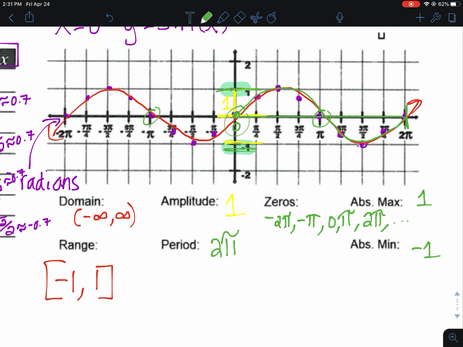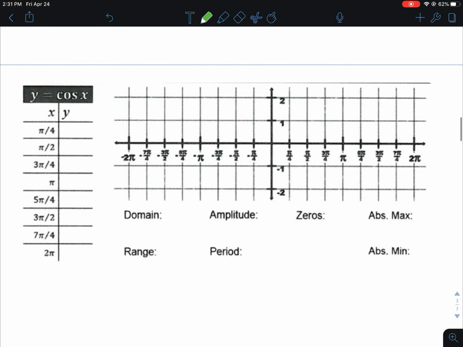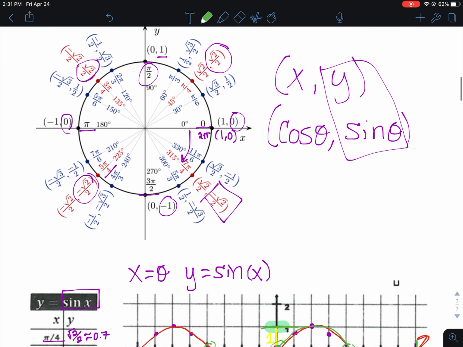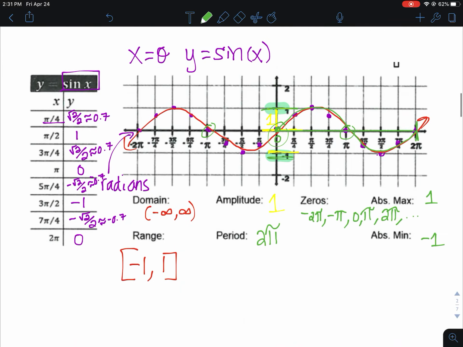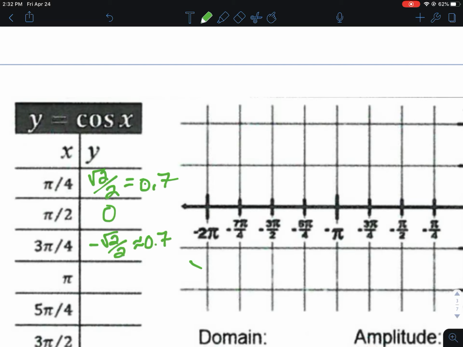See what your graph looks like, find those values the same way, and then check back in, and I will have done it out for you down below. And I'll do it as quickly as I can here. So cosine of pi over 4 is going to be square root of 2 over 2, which we know to be approximately 0.7. At pi over 2, we have (0, 1), so the value is 0. At 3 pi over 4, we have negative square root of 2 over 2, which is approximately negative 0.7.